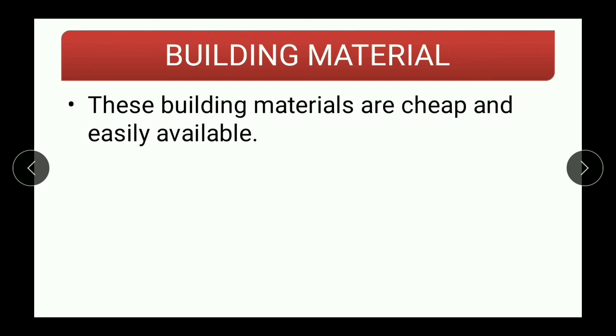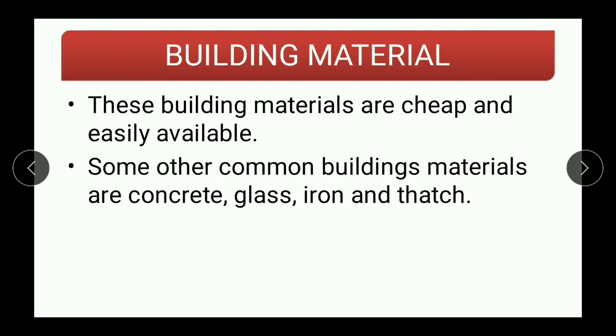These building materials are cheap and easily available. Some other common building materials are concrete, glass, iron, and thatch. These materials are generally used for building pakka houses, whereas kacha houses, as you already know, are built using bamboo, mud, palm leaves, and wood. So these are the materials used for building kacha houses.